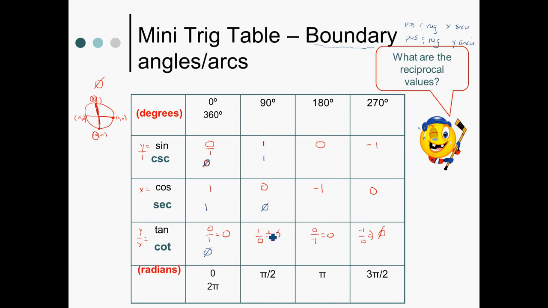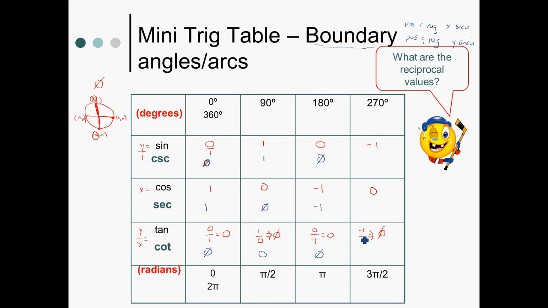But this undefined came from 1 over 0. What is the reciprocal of 1 over 0? 0 over 1. So remember, this is technically 0 over 1, so its reciprocal is undefined. The reciprocal of negative 1 is negative 1. The reciprocal of 0 is undefined.